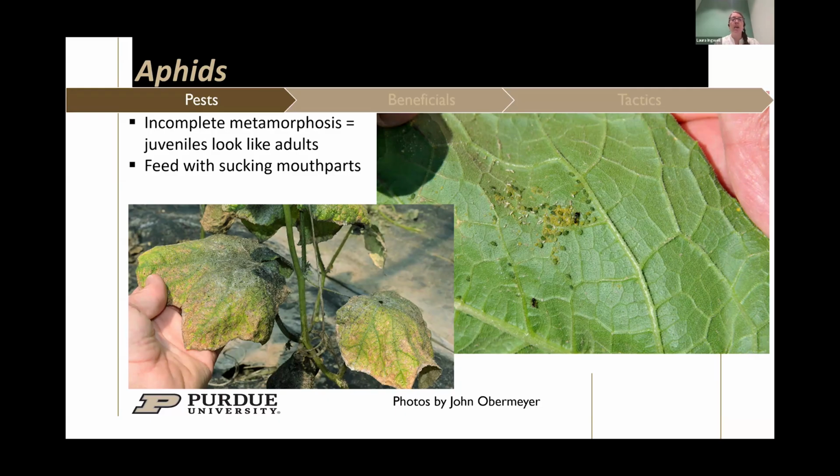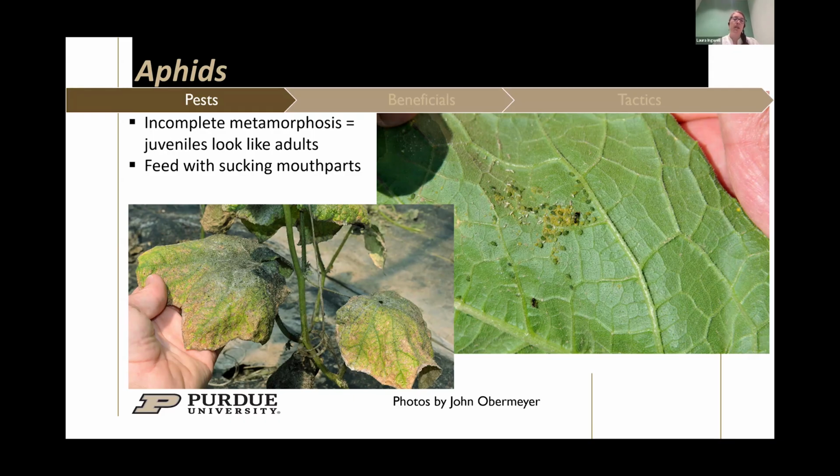They go through what we call incomplete metamorphosis, meaning the juveniles look just like the adults in a smaller version. This also means that we do not have eggs in this system. So the aphids are always there in that sort of recognizable nymph or adult form on the plant surface. There are no eggs when we're talking about aphids and cucurbit.